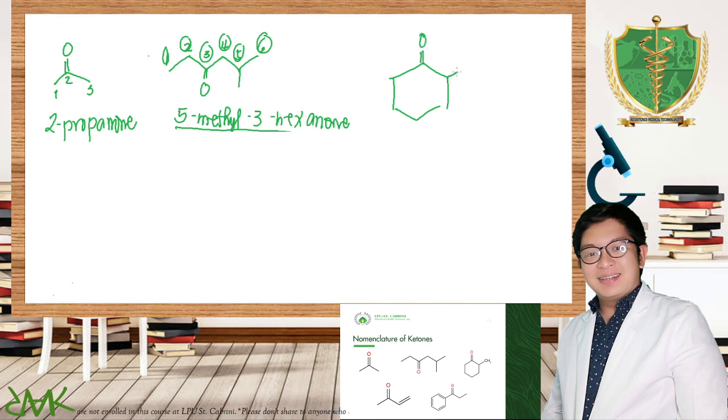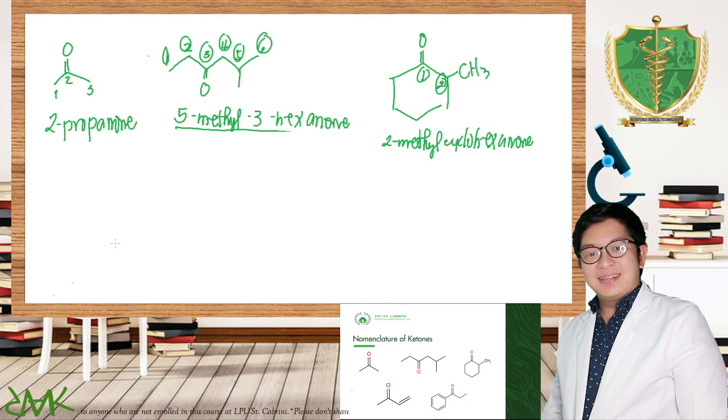Okay, and then CH3. So we have this one. This is our 2-methyl cyclohexanone. Now take note, guys, in cyclohexyl or in cyclic form, again, the functional group is the 1, or the carbon number 1.